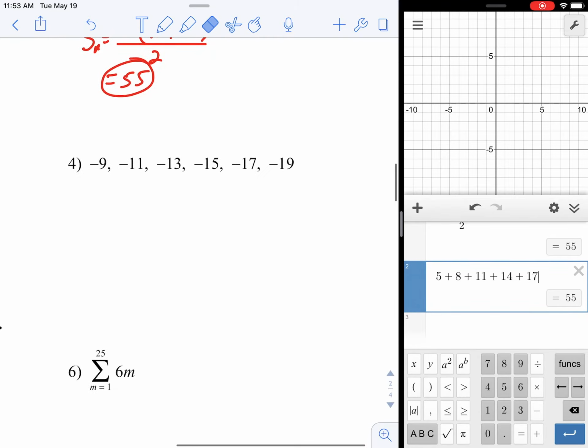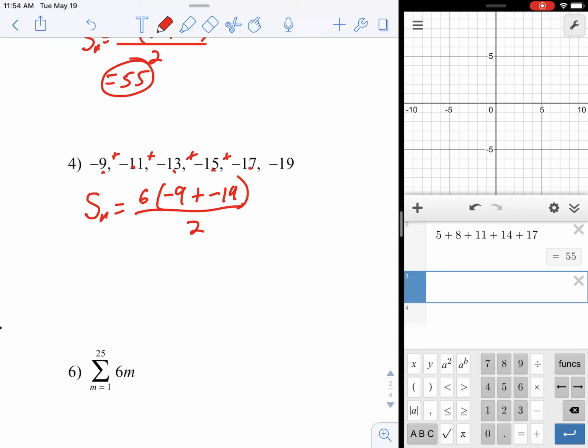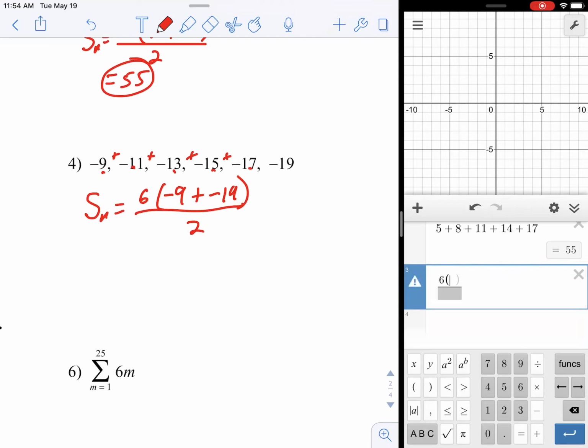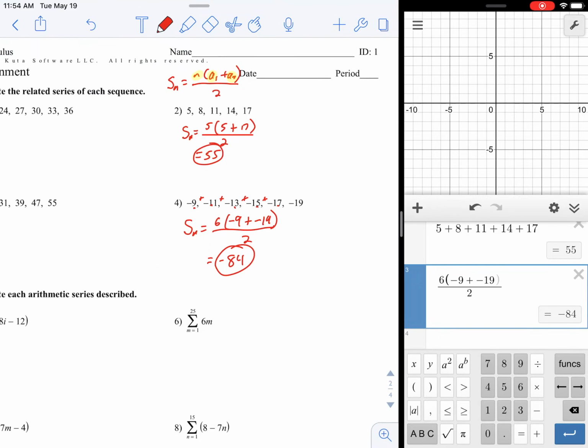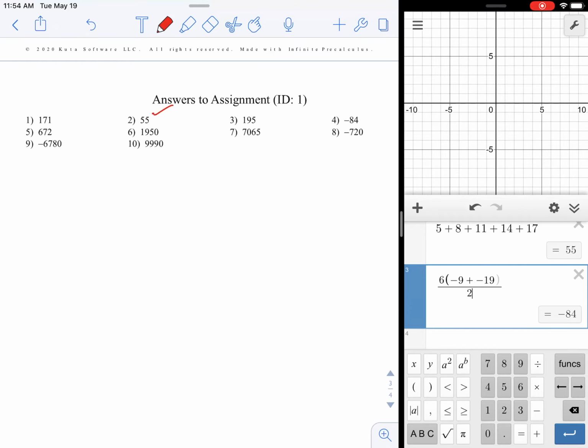Let's look at number 4 then. We want to, again, add all of these numbers together. So how many numbers are there? 1, 2, 3, 4, 5, 6. 6 of them times the first number, negative 9, plus the last number, negative 19, all divided by 2. So fraction bar, 6 parenthesis, first number plus last number, all divided by 2, and negative 84 is the answer. Let me go down and check 2 and 4 just so I can stay on track. So that's, of course, right.